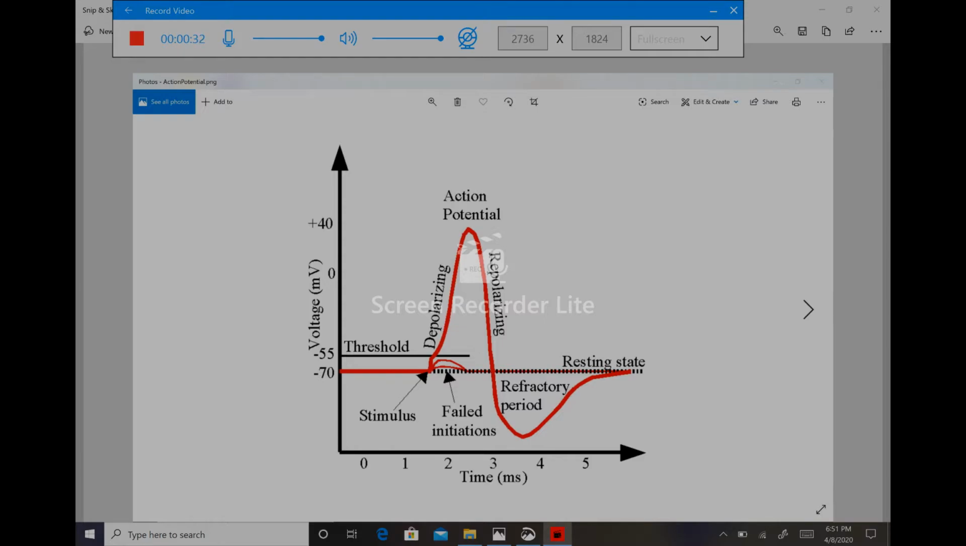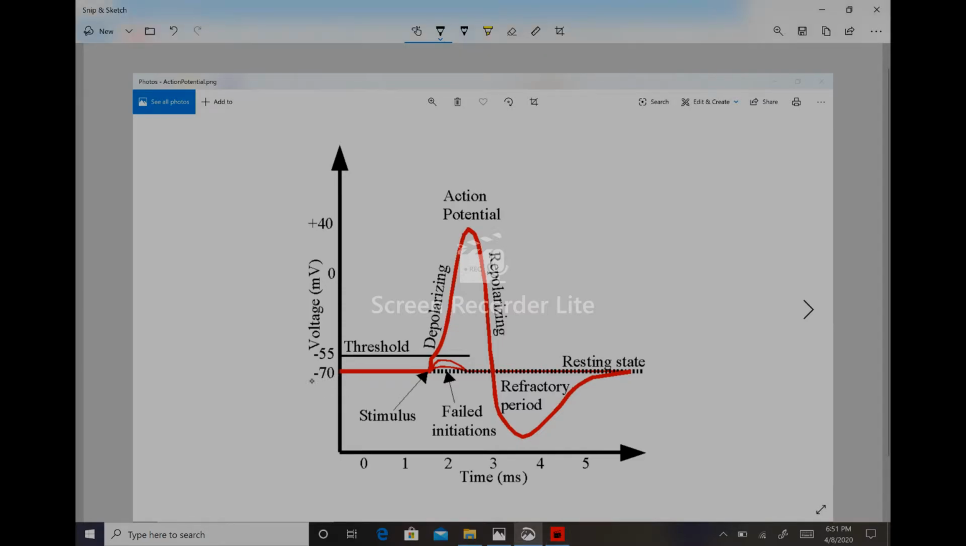So at the beginning of an action potential, you have the resting state. The resting state begins at negative 70 millivolts and has to find its way to negative 55 to reach the threshold. Action potentials have such a thing as all or nothing charges. So if they don't hit negative 55, they have a failed initiation, which means they have to restart back at negative 70 until they get to negative 55 and reach that threshold.